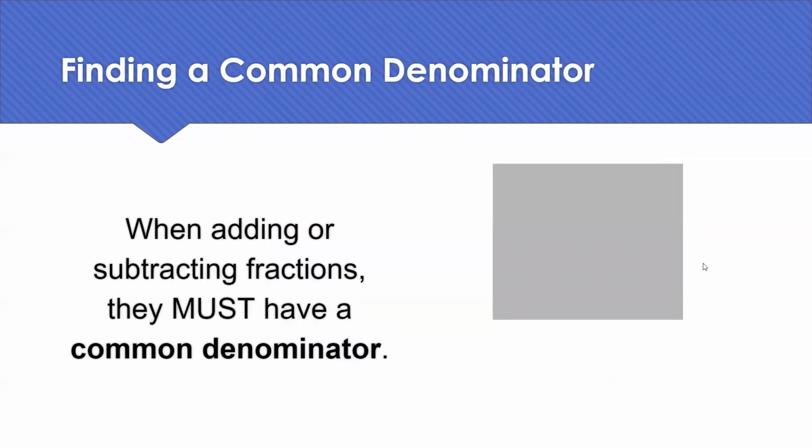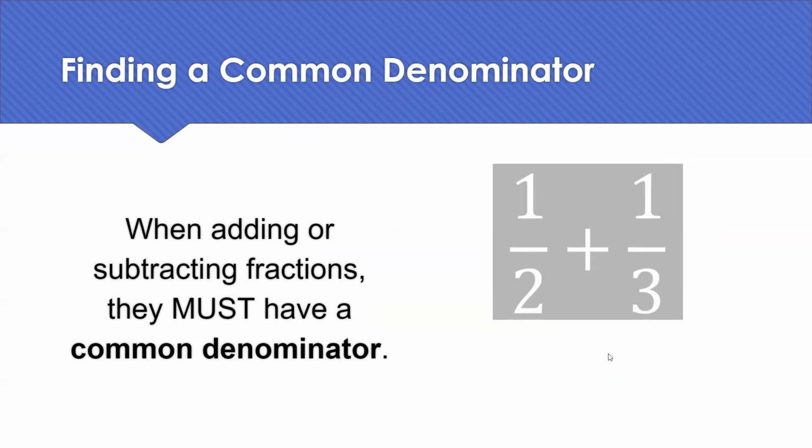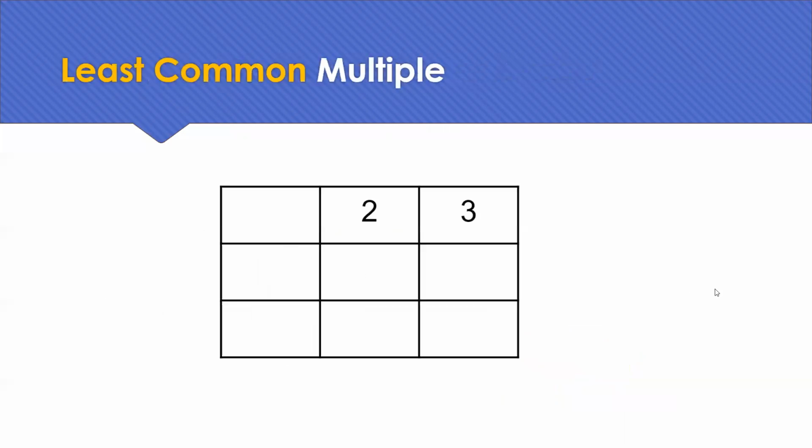The next thing we have to talk about is finding a common denominator. So when you're adding or subtracting fractions, they must have a common denominator. So I've got 1/2 plus 1/3 as our problem we're looking at. The first thing that I notice about these two numbers is the denominators are not common numbers. In order to make a common denominator, we have to think about our least common multiple.